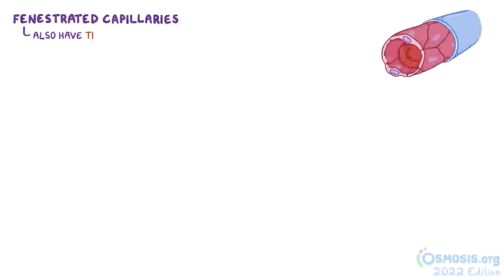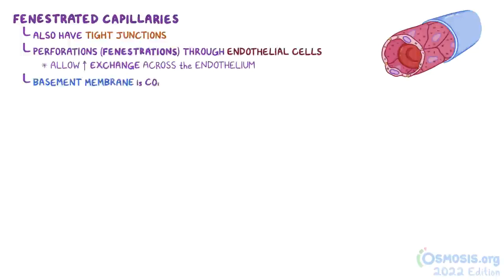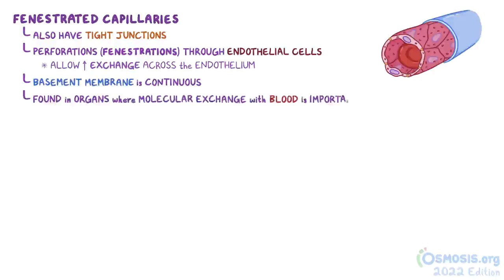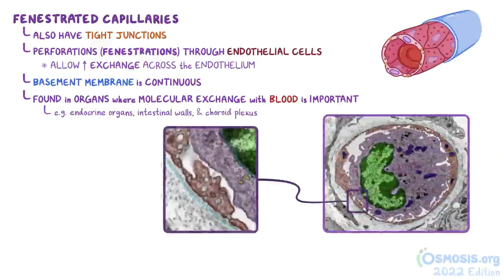Fenestrated capillaries also have tight junctions, but perforations or fenestrations through the endothelial cells allow greater exchange across the endothelium. Similar to continuous capillaries, the basement membrane is also continuous with no perforations. Fenestrated capillaries are found in organs where molecular exchange with the blood is important, like endocrine organs, intestinal walls, and choroid plexus. The pores or fenestrations in the endothelial cells are too small to be seen with light microscopy, but they can be seen using electron microscopy.